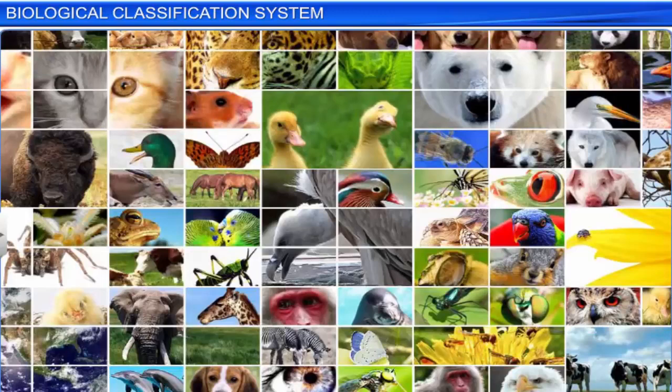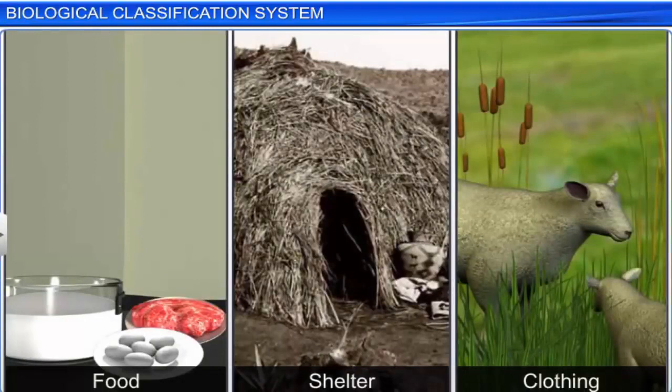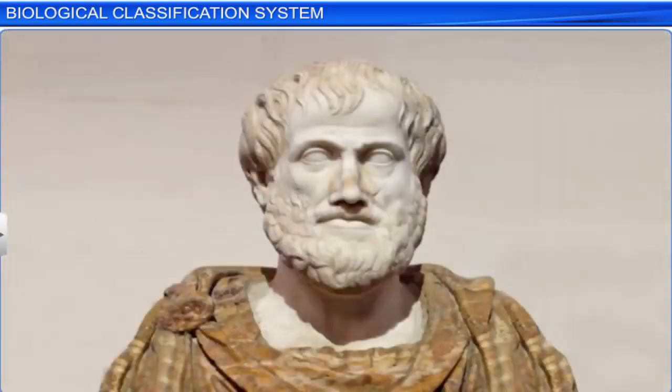The attempts to classify living organisms began centuries ago. The first classifications were made to identify organisms that were useful to man for food, shelter, and clothing. It was Aristotle who devised the first scientific method of classification.